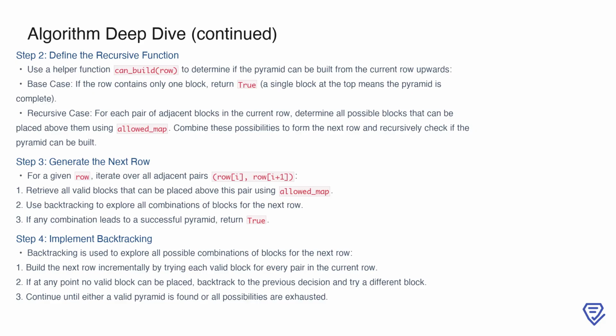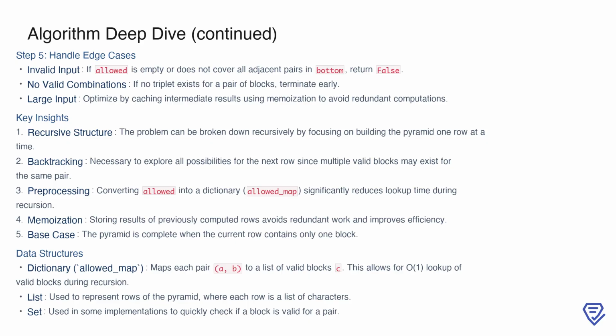To generate the next row, we iterate through the current row, consider all adjacent pairs, and explore all valid blocks for each pair. Backtracking is employed here to explore different combinations of blocks for the next row, ensuring that all potential configurations are tested. If any combination results in a valid pyramid, the algorithm concludes that the pyramid can indeed be built.